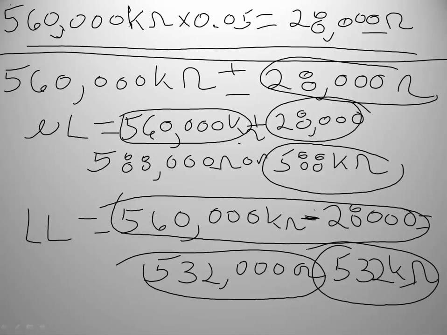Again, my upper limit is 588 k ohms. My lower limit is 532 k ohms. So when I measure this resistor with a meter, some sort of meter, if the resistor has a value between 588 k ohms and a lower limit of 532 k ohms, that resistor is good because it's within plus or minus 5%.